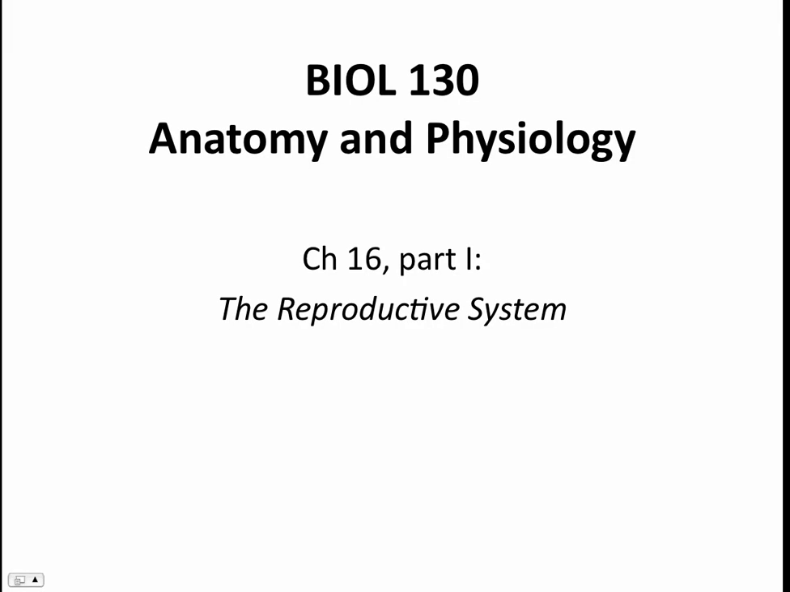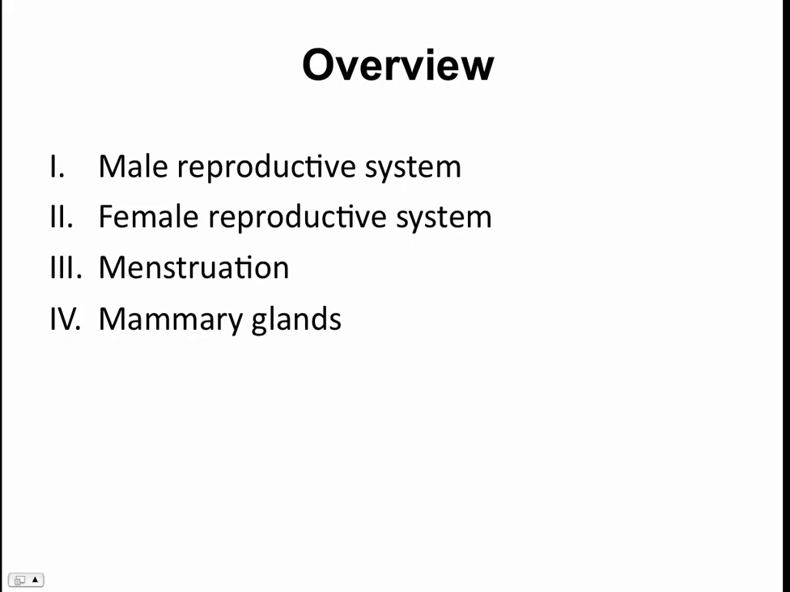Chapter 16, our last and final chapter of Bio 130. And of course, it's going to be the funnest chapter, the reproductive system. We're going to go over four major concepts today: the male reproductive system, female reproductive system, menstruation, and mammary glands.